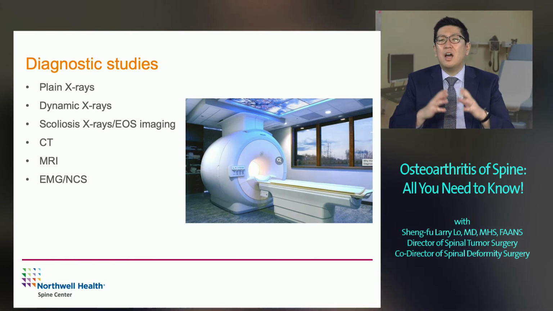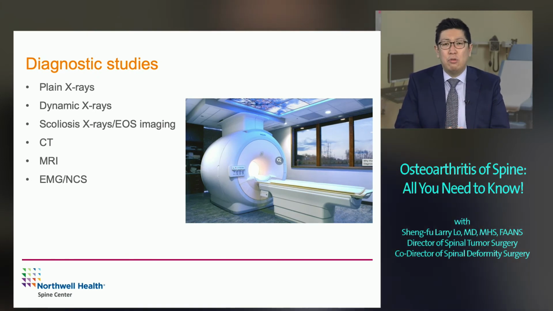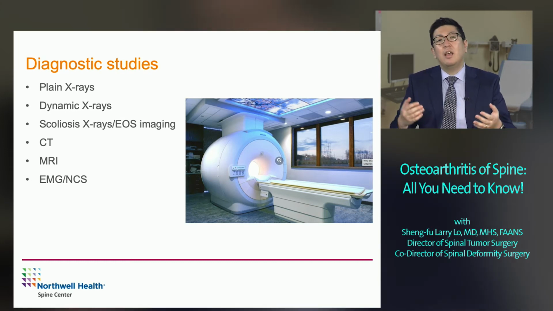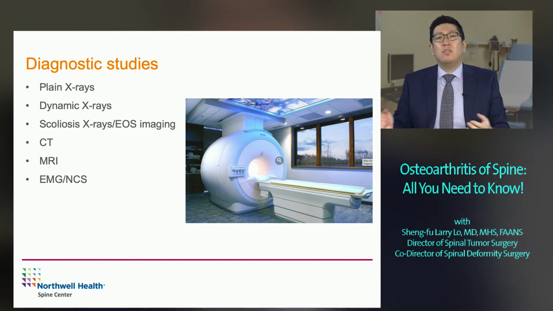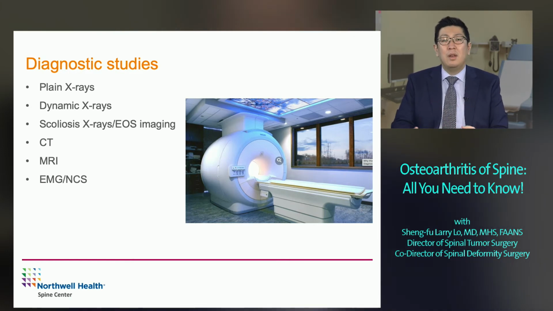So there's a lot of diagnostic studies that we can use to diagnose exactly the form of spinal osteoarthritis that a patient has. We can do simple x-rays, plain x-rays. We can do dynamic x-rays, meaning that we have you bend the spine back and forth or side to side to understand how your spine is moving. We can also get what's called scoliosis x-rays or EOS x-rays, where we're taking a picture of your whole body to see if there's any kind of misalignment or deformity that's there.